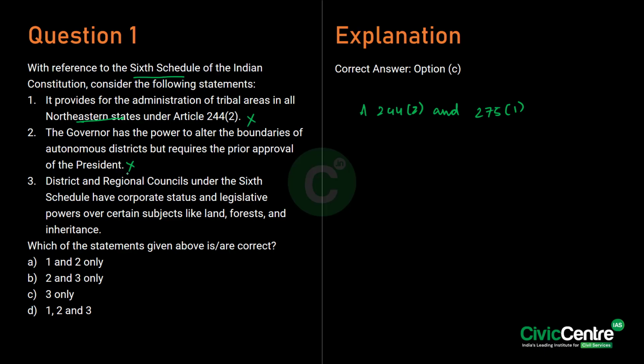And these councils function as corporate bodies with the power to sue or to be sued. So the special provisions exist for Bodoland Territorial Council, North Cachar Hills, Karbi Anglong in Assam and the Tripura Tribal Areas Autonomous District Council. So hence the third statement is correct and the correct answer is option C, which is 3 only.